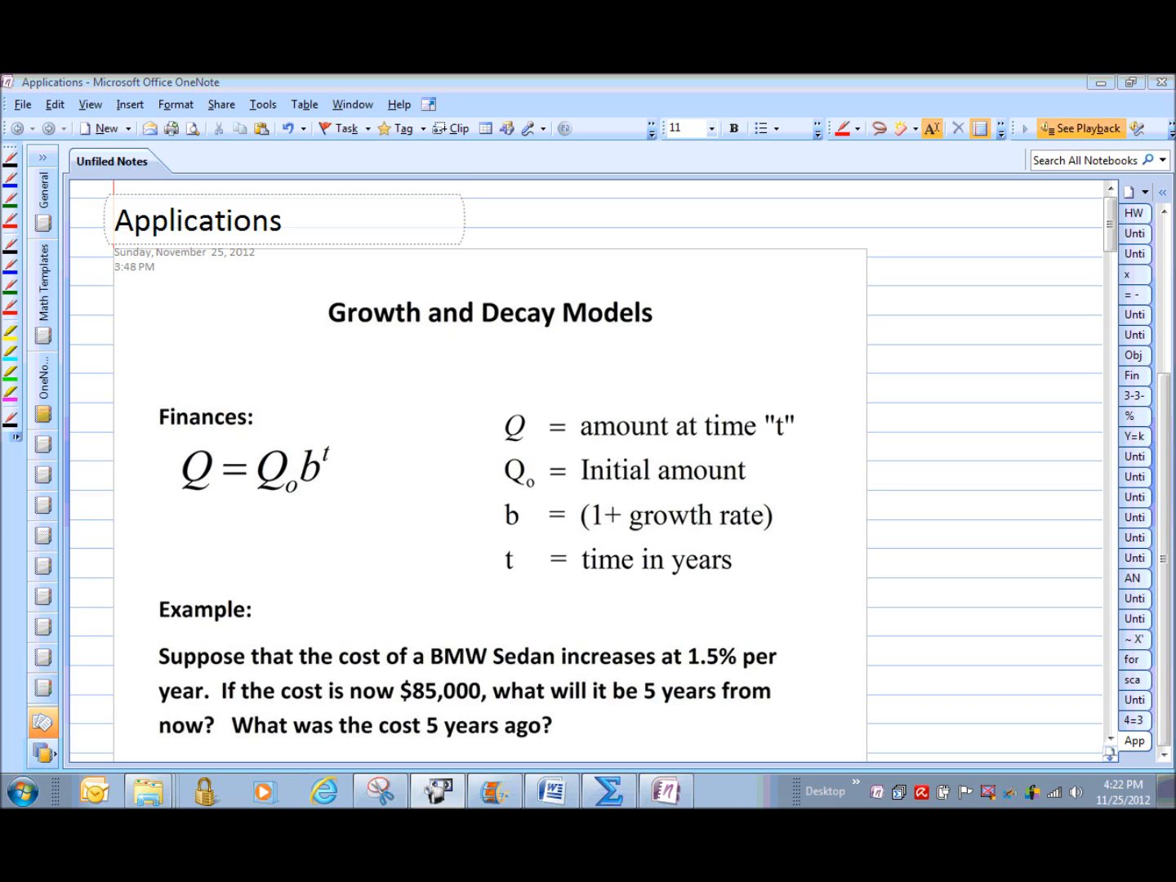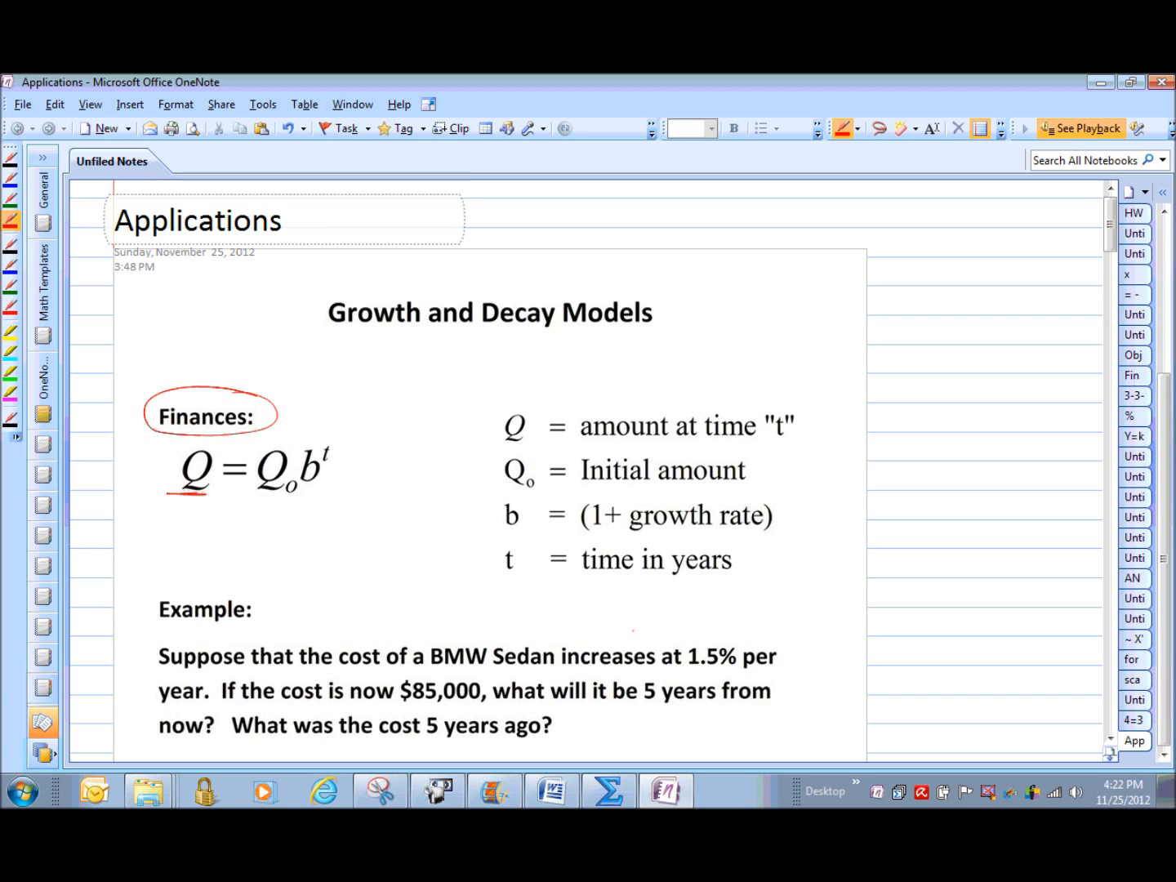Let's go ahead and get started for the evening. The first thing I want to talk about are these growth and decay models, and we're going to talk first about finances. We have a formula here: Q equals Q sub 0 times B to the T. Q is the amount at time T, the final amount we're looking for. Q sub 0 is the initial amount, the beginning amount. B is 1 plus the growth rate. So if it's an annual growth rate, it's 1 plus the percentage. And T is the time in years.